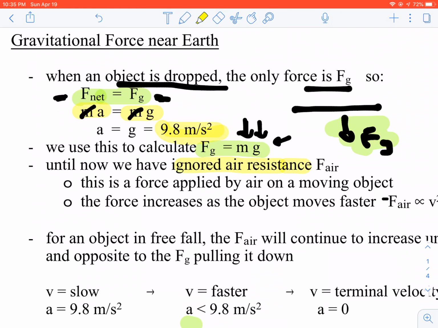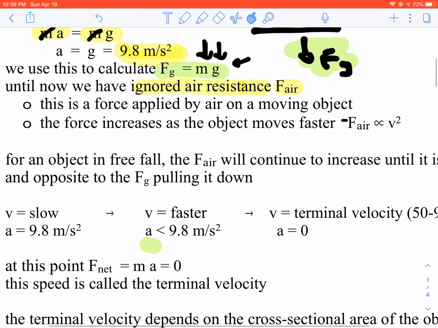Right? Why is it 9.8? Because air isn't affecting my motion. There is no air resistance. And the reason is that air resistance is determined by your speed. Actually, your speed squared. So the more speed you have, the greater will be your air resistance in the opposite direction to the direction of gravity. So as gravity's pulling you down, the air is pushing you up.